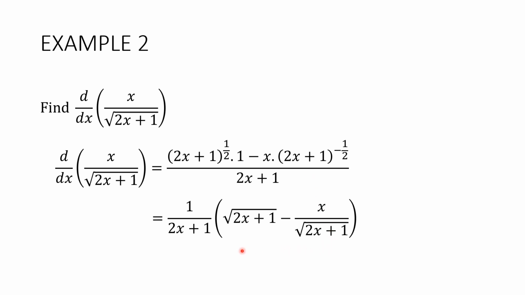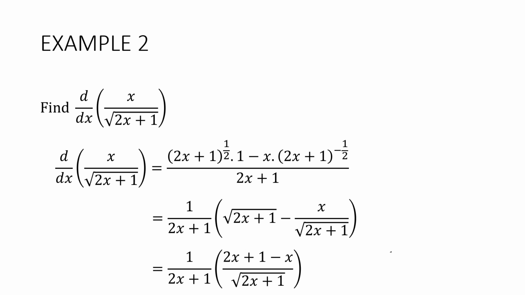Now, it's probably correct at this point, but I'm just going to make it into one fraction like this. And tidying it up, we end up with x plus 1 divided by 2x plus 1 in brackets multiplied by the square root of 2x plus 1.